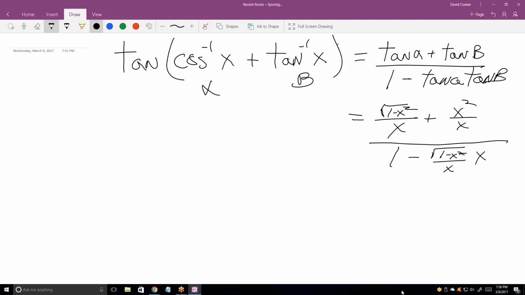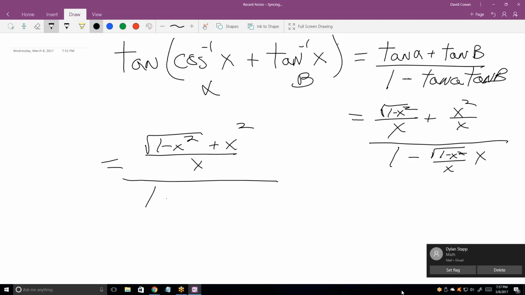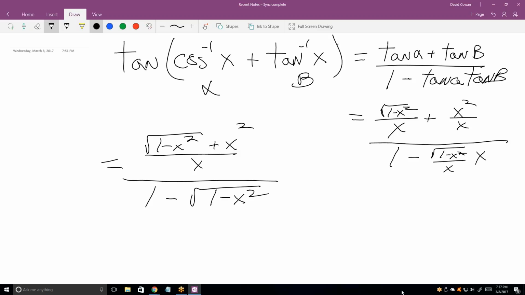At a minimum, I can add the numerators together. So the numerator becomes 1 minus x squared plus x squared all over x. Bigger fraction bar. And the bottom just becomes 1 minus square root of 1 minus x squared.